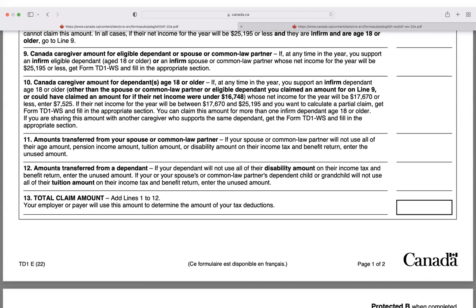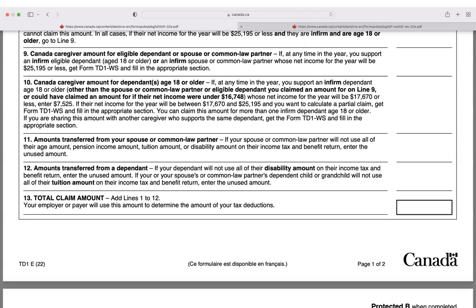Then number 10 is Canada caregiver amount for dependents 18 years or older. If at any time in the year you support an infirm dependent 18 years or older, other than your spouse or common law partner or eligible dependent, and you could have claimed an amount if their net income were under $16,748, whose net income for the year will be $17,670 or less. If the net income for the year will be between $17,670 and $19,519, then you want to calculate the partial claim on the TD1 worksheet.